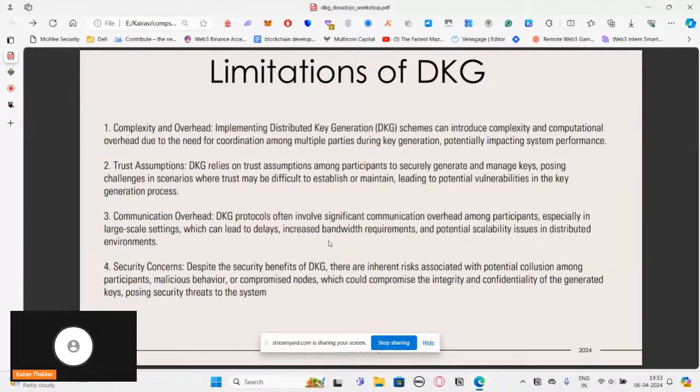Communication overhead is already explained, and then there are security concerns. Again, way lower than the traditional systems, but there are still security concerns with potential collusion among participants and compromised nodes.